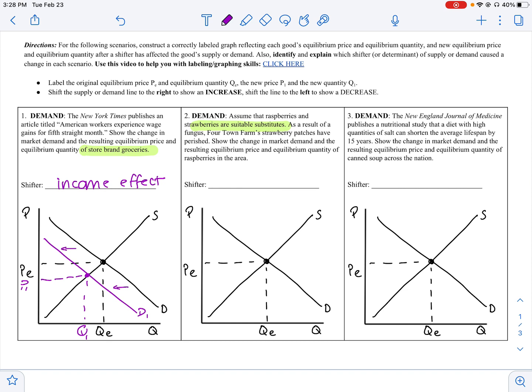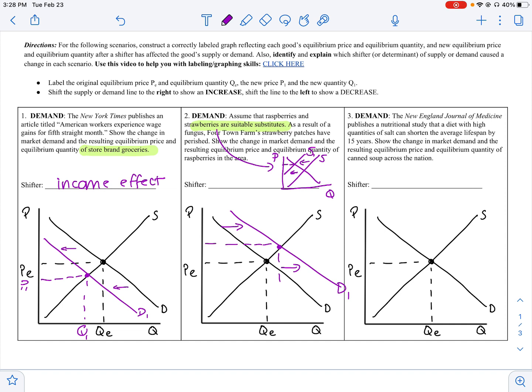So again, if they're substitutes, then that means that if the strawberry patch died because of a fungus, that means that the supply, I'm having you practice multiple things in this question, the supply of those strawberries shifted to the left. And now those strawberries are more expensive. So the law of substitutes says that consumers are going to buy the cheaper option. So therefore, because the strawberries are more expensive, the demand for the raspberries, remember this is a graph for raspberries, is going to shift to the right.